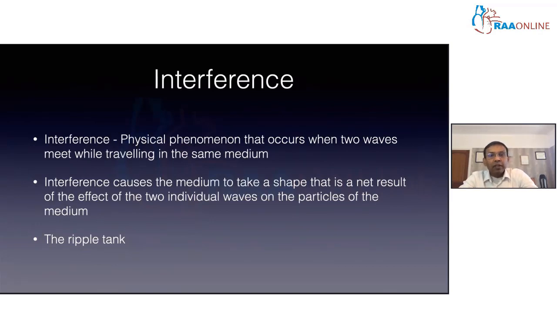Interference is a physical phenomenon that occurs when two waves meet while traveling in the same medium. Interference causes the medium to take a shape that is the net result of the effect of the two individual waves on the particles of the medium.